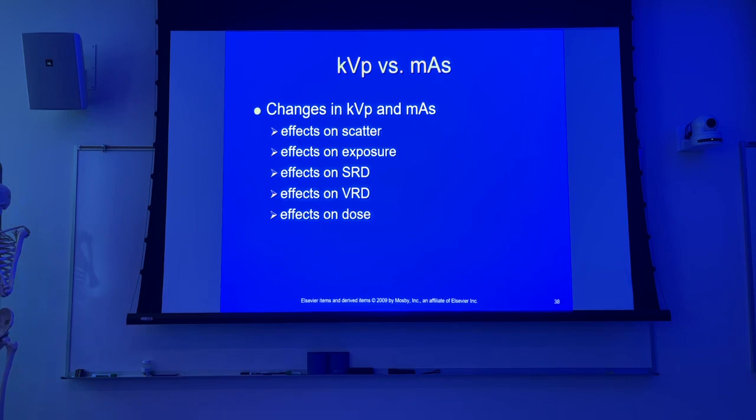So changes in KVP change scatter. Increases in KVP, we get an increase in scatter, increase in exposure, no effect on sharpness, recorded detail, all about visibility, scatter creation, and our patient dose goes up. That's assuming a change in KVP without an accompanying change in mass.